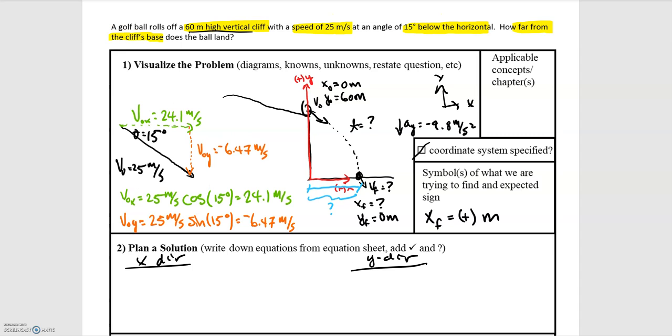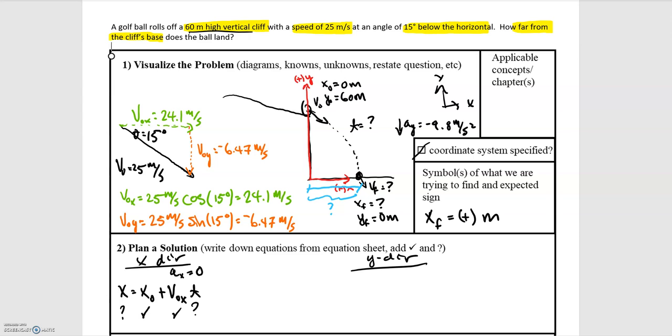So our next step now is to plan the solution. So based off of the givens and the unknowns, we need to choose the equations that are appropriate here. So in the x direction, this is projectile motion. We know that the acceleration in the x direction is 0. So we have the equation in the x direction: the final position is equal to the initial position plus the initial velocity multiplied by time. We are looking for this final x position. We know the initial x position. We know the initial velocity in the x direction. We don't know time. So we're going to need another equation that solves for time to be able to use this equation.